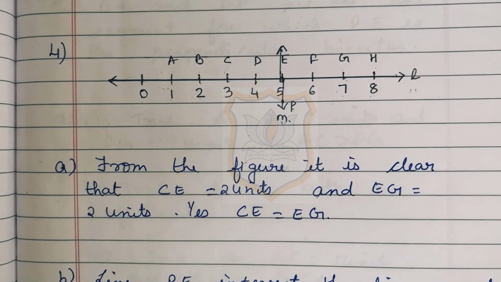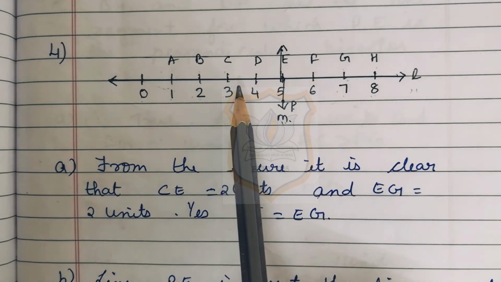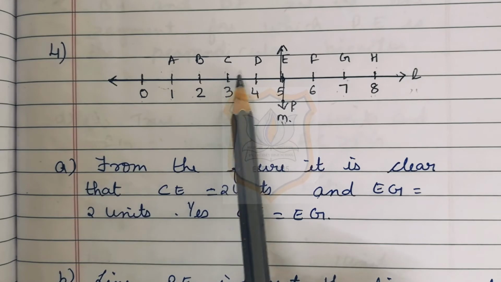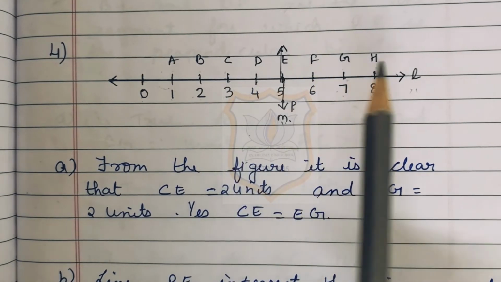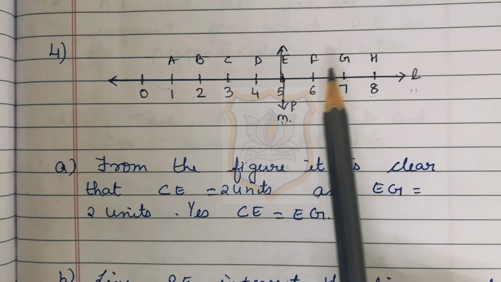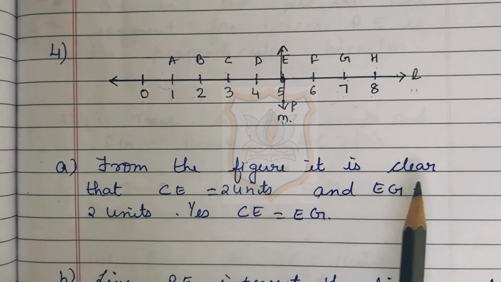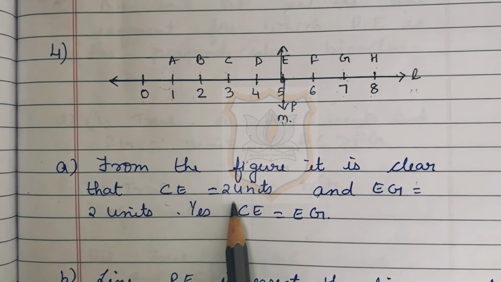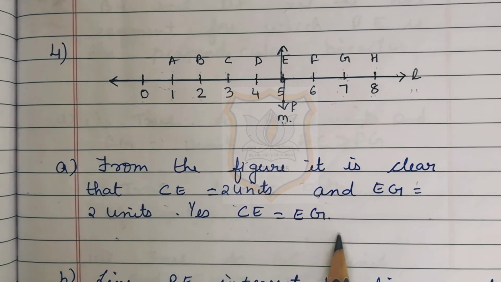Now A part of question number 4 is, is CE equal to EG? So we have to find out whether CE is equal to EG or not. Here you can see that from C to D is 1 unit and D to E is another unit. So CE is 2 units, and from E to F is 1 unit and F to G is another unit. So E to G is also 2 units. So from the figure it is clear that CE is equal to 2 units and EG is equal to 2 units. So we can say that yes, CE is equal to EG.